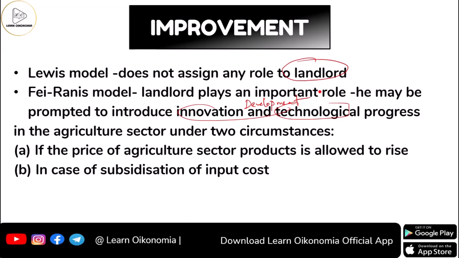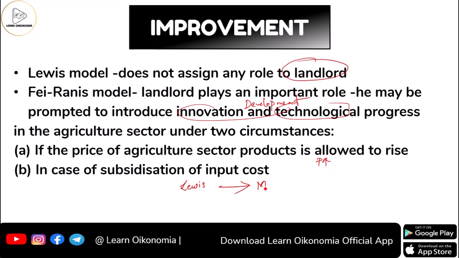So development in agriculture as a result of innovation and technological progress taken up by landlords can happen under two circumstances. The first scenario would be if the price is allowed to rise, that is, if prices increase, then this happens. Then in case of subsidization of input cost, then also the very same thing can happen. And this is something that Lewis was not discussing. Lewis actually missed it.